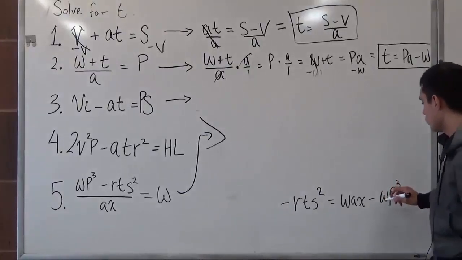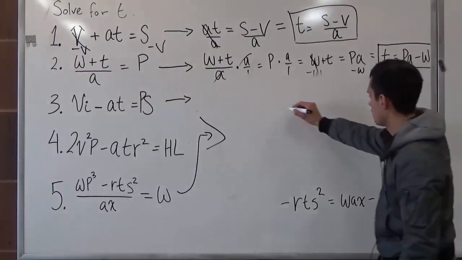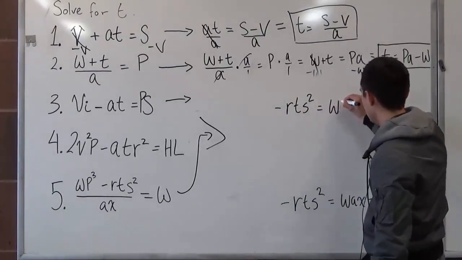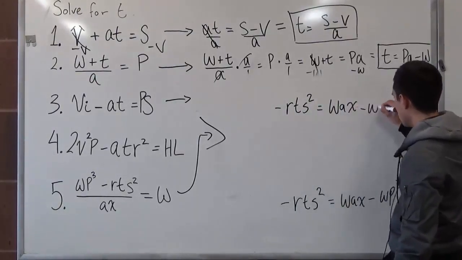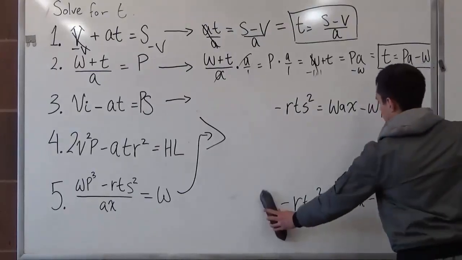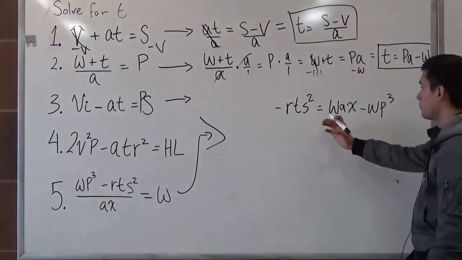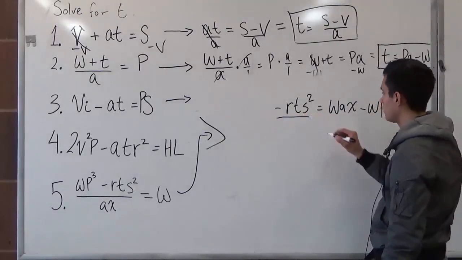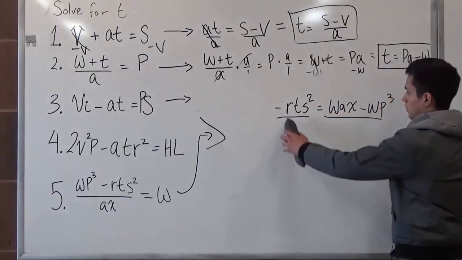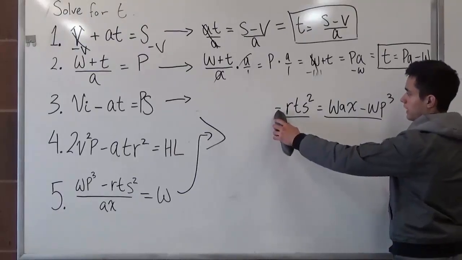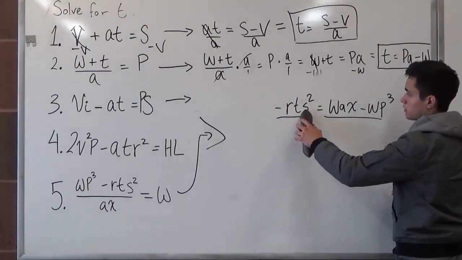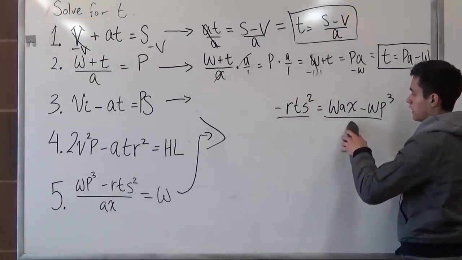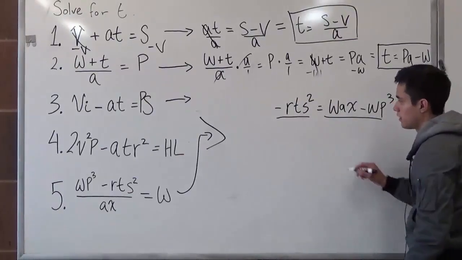So if we just move this up, minus rts squared is equal to wax minus wp to the third. From this step, that's it. All we have to do is apply it again. The same thing. To get t by itself, we see that negative r times s squared, we'll have to bring that down and divide it in order to just get t by itself.